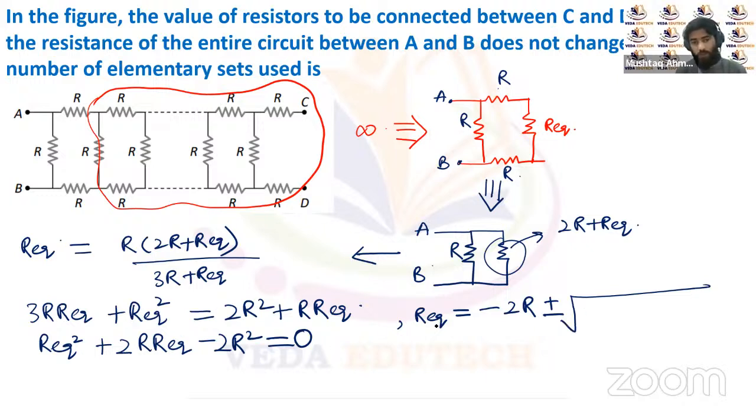It's 2R square. That will be 4R square minus 4AC. So it will be minus 4 into A. The coefficient of R equivalent square here is 1, so we'll multiply it here with 1. And C, the value of C here is nothing.